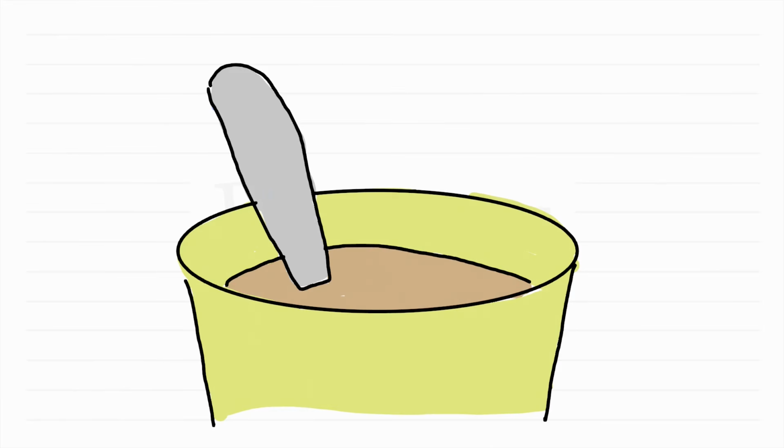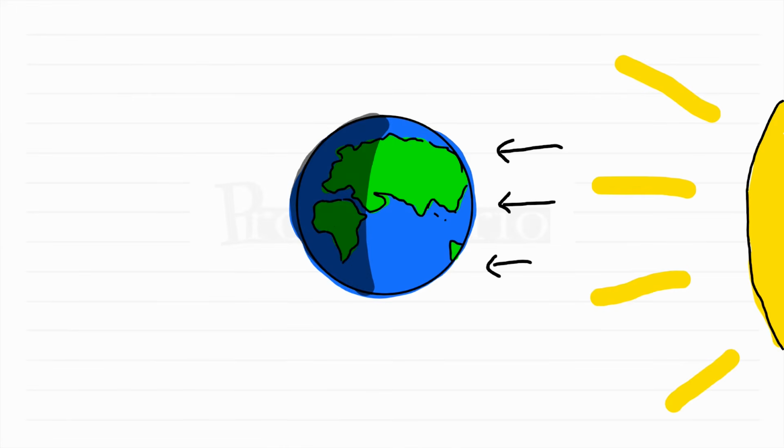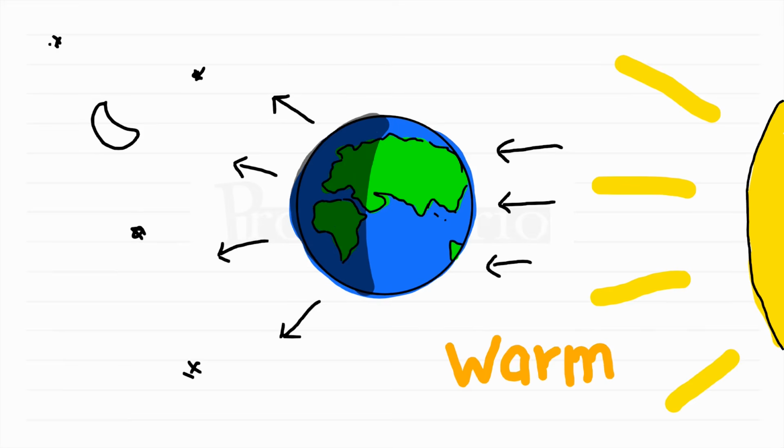Even a metal spoon left in a cup of hot tea becomes warm as it gains heat from the tea. The same thing happens on a larger scale. The earth gains heat from the sun during the day and loses it to the cool night sky after sunset. That's why days are warmer and nights are cooler.